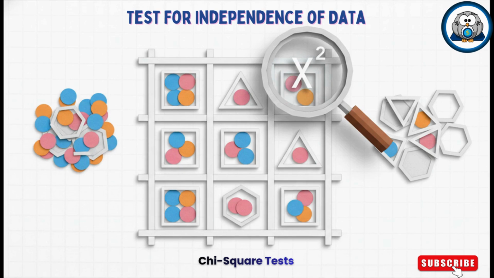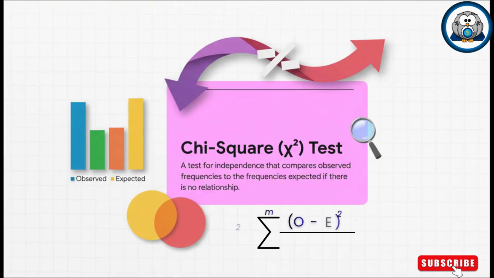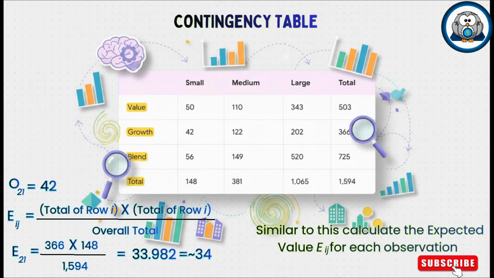For example, is an ETF's size, like small, medium, or large, completely unrelated to its investment style, like value or growth? You know, the core idea behind this test is actually really intuitive. We just compare what we actually see in our data to what we would expect to see if there was absolutely no relationship between the categories at all. If there's a huge gap between what we observed and what we expected, that's a pretty big clue that the two are related.